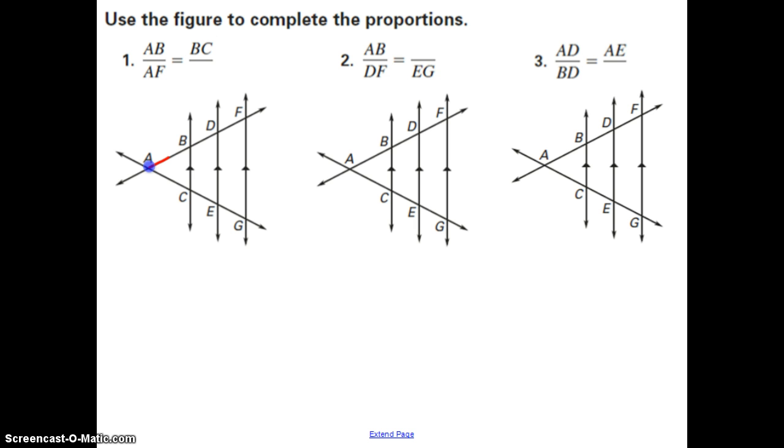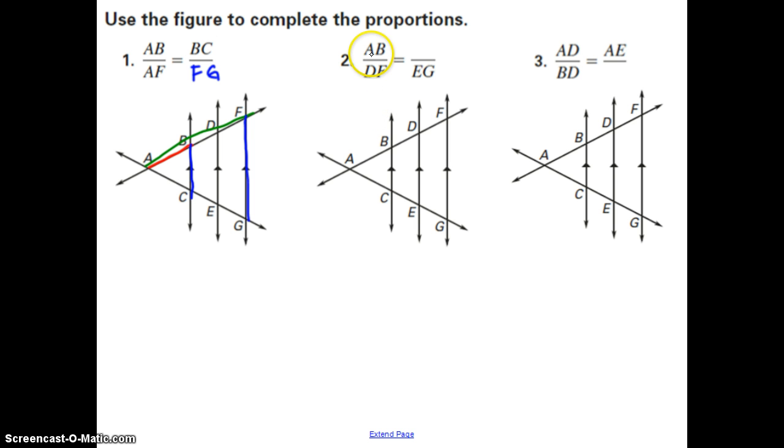AB is the whole top side of the small triangle. AF is the whole top side of the big triangle. And we want to compare that to BC, the whole right side of the small triangle. So the whole top side and the whole right side need to correspond with the whole top side and the whole right side of the big triangle. So FG will complete that proportion.